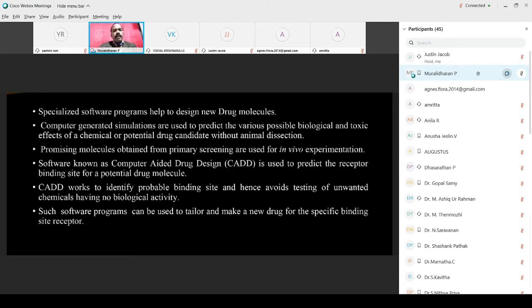So first we'll screen with the specialized software available, known as computer aided drug design, that is CAD. It is used to predict the receptor binding site for a potential drug molecule, and CAD works to identify the probable binding site and hence avoids testing of unwanted chemicals having no biological activity. And such software programs can be used to make a new drug for specific binding site receptors.